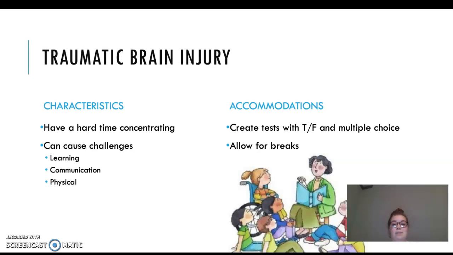Traumatic brain injury. Characteristics of a student with traumatic brain injury include having a hard time concentrating. This can cause challenges in learning, communicating, and physical challenges as well. Some accommodations would include creating tests with true and false and multiple choice questions and allowing for breaks so that this student does not become overwhelmed.